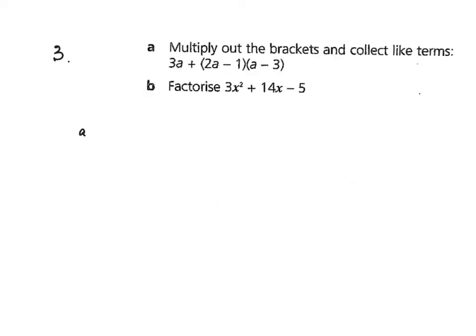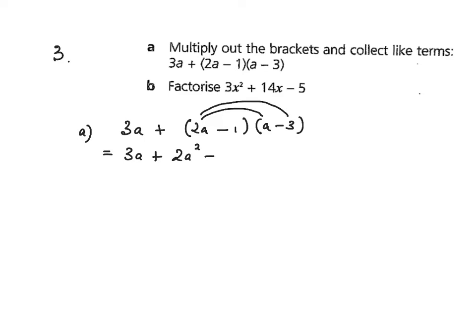Question 3. Work on algebra. Multiply out. So we'll leave the first term, the 3a. So 2a times a is 2a squared. 2a times minus 3 is minus 6a. That's minus 1a. And minus 1 times minus 3 is a plus 3.